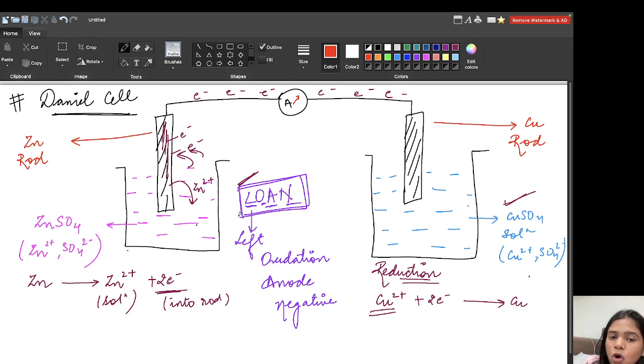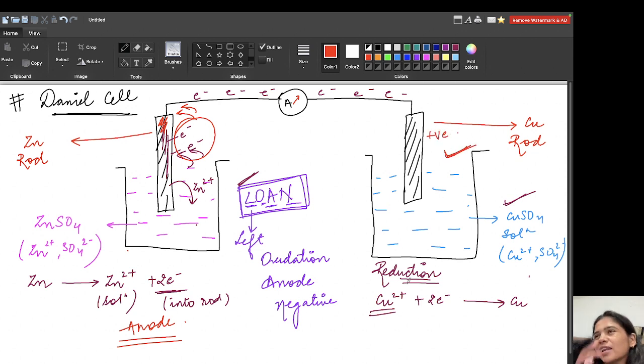So left side oxidation, left side is your anode, and the anode has a negative charge. Why does it have a negative charge? Because your electrons are getting stuck here, right? And on the right hand side you will have a positive electrode. Why positive? In reality this is actually a neutral electrode, but since in comparison to zinc it is positive, that's why it is called the positive electrode. So just remember, the right hand side is exactly the opposite of the left. Left side oxidation, anode is negative; right side reduction, cathode will be positive.